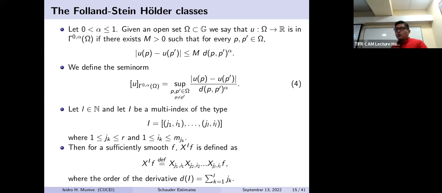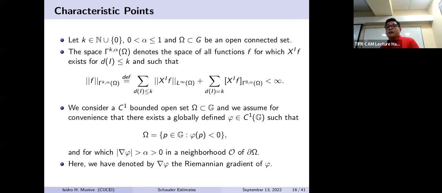For that, in order to state our main result, we need some more definitions. These are Holder spaces introduced by Folland and Stein. Here this is the gauge norm. This really looks like the Holder norm, but instead of Euclidean, we have this norm. We define this semi-norm, and moreover, for this multi-index, we define this iteration of derivatives. Okay. And so finally, we have our spaces, the Holder spaces or Folland-Stein spaces, where this quantity is finite.